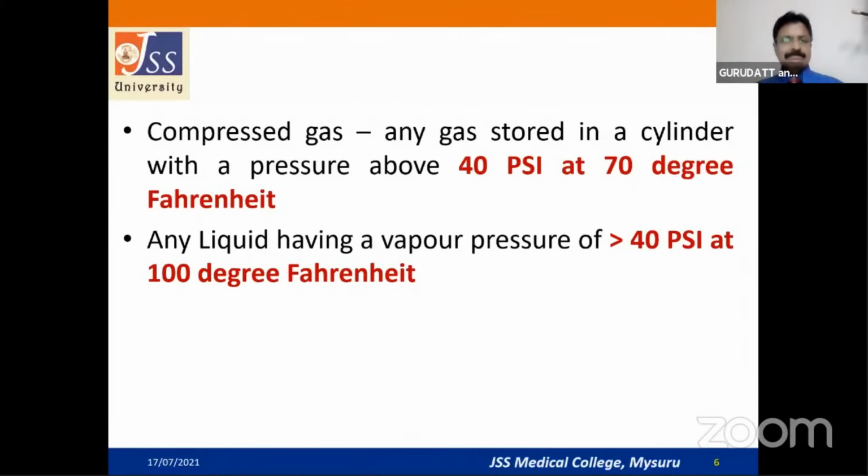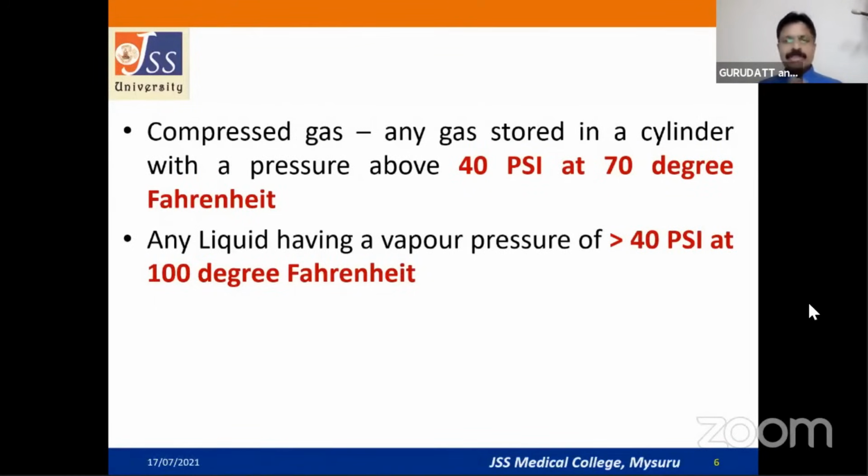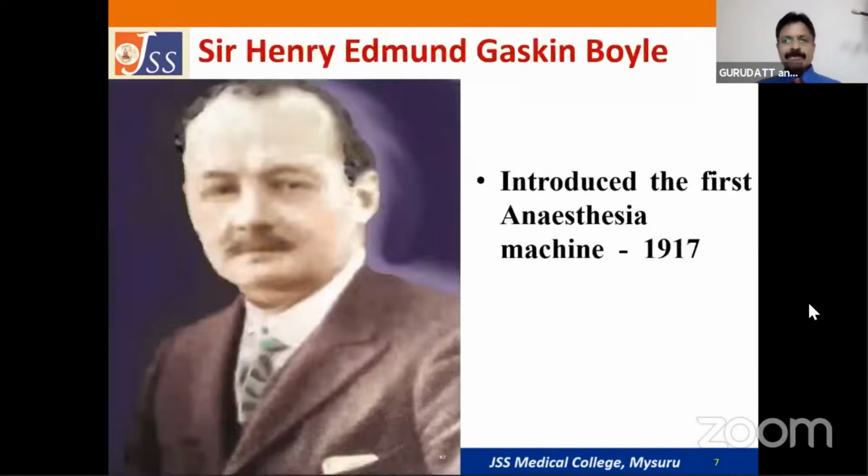When these gases, especially oxygen and nitrous oxide, were introduced in compressed form in cylinders, there was a requirement for a metal frame on which these cylinders could be supported, and also the volatile or inhalation anesthetic agents could be blended with these gases and administered to the patient. That was the reason there was a requirement for an anesthesia machine, which was fulfilled by H.E.G. Boyle, Henry Edmund Gaskin Boyle.